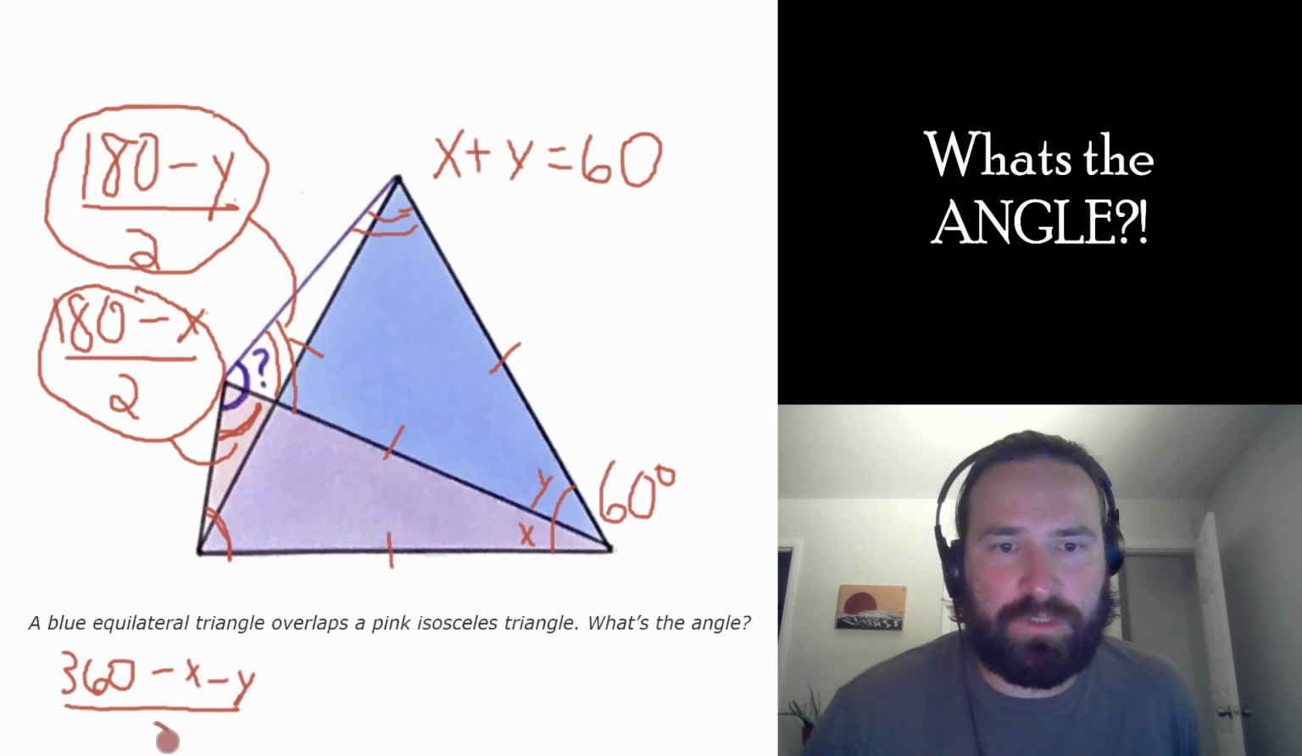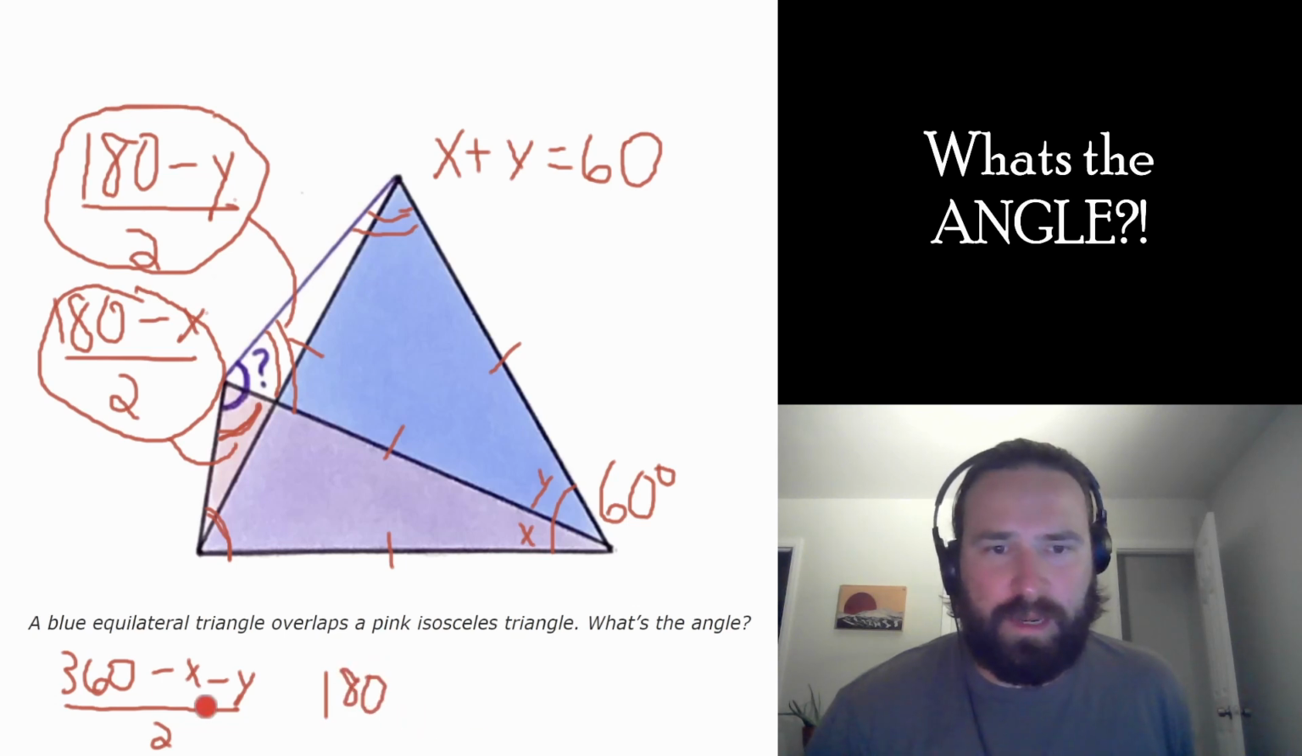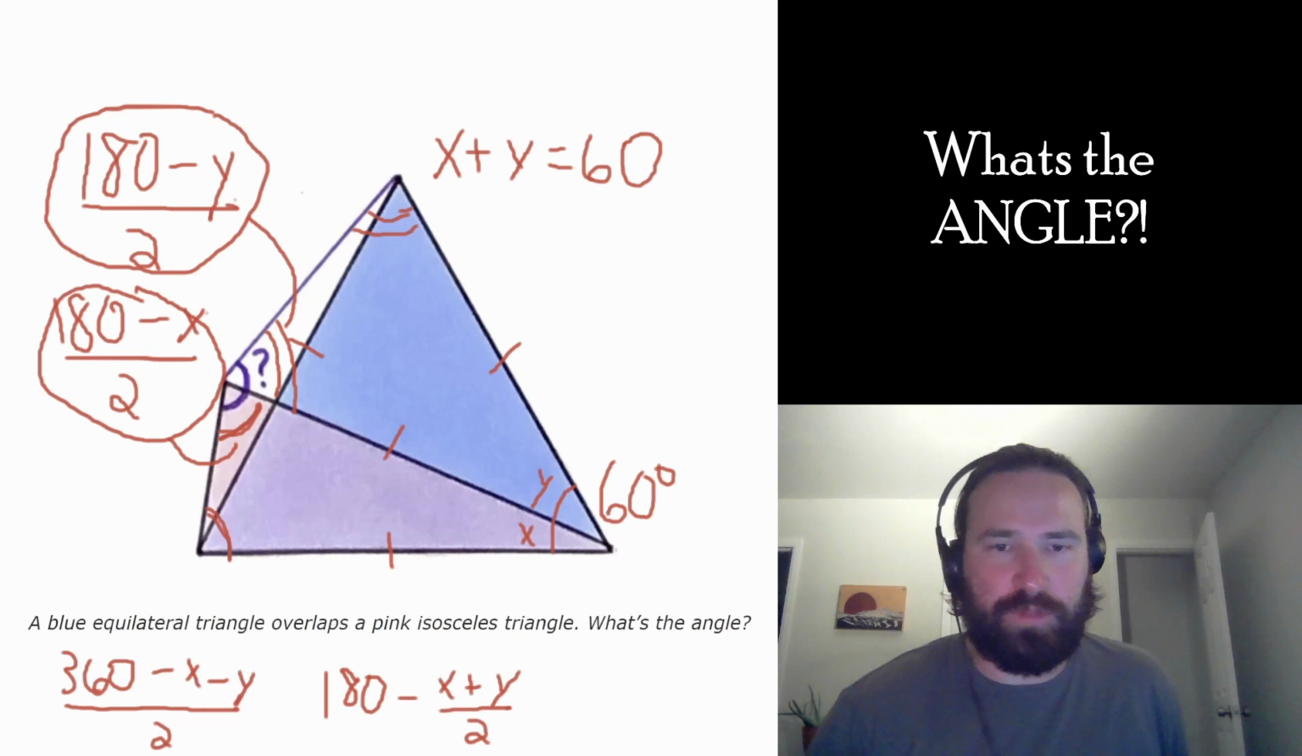We can add those 2 equations together because they're both over the same denominator. The denominator is 2. So now we can distribute the 2 here, and 360 over 2 is just 180. So we have 180, and then we can factor out a negative and make this minus x plus y over 2. That's some legal math that we can do there. And x plus y hopefully looks familiar to you. We have this equation that we made at the very beginning. x plus y just equals 60.